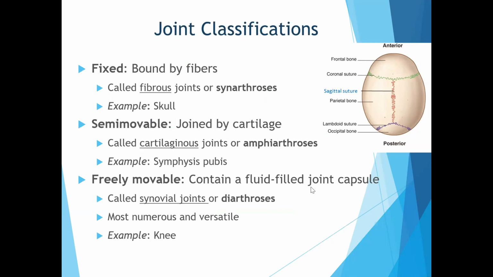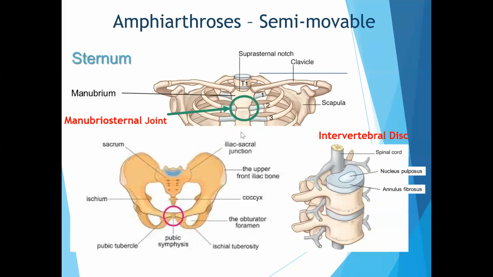And then you have your freely movable ones. So those have a fluid-filled joint capsule, and that's filled with synovium, and that's why they're called synovial joints or diarthroses. And like I said, these are the most numerous. They're the most versatile. Kind of your knee, elbow, shoulder, all that stuff are all synovial joints. So that'll be the main focus of our chapter as a whole.